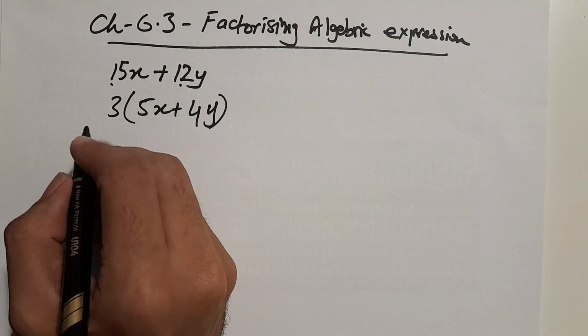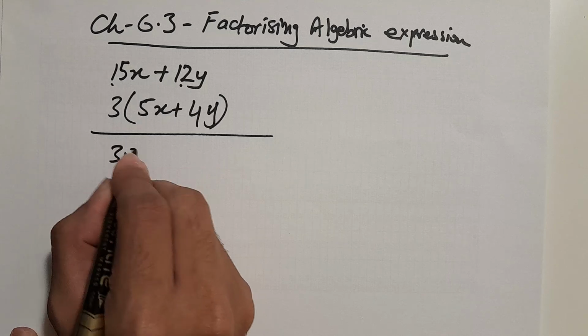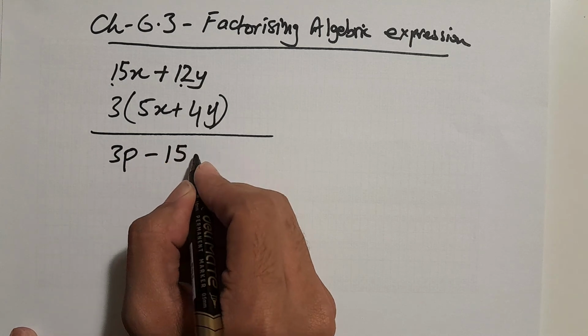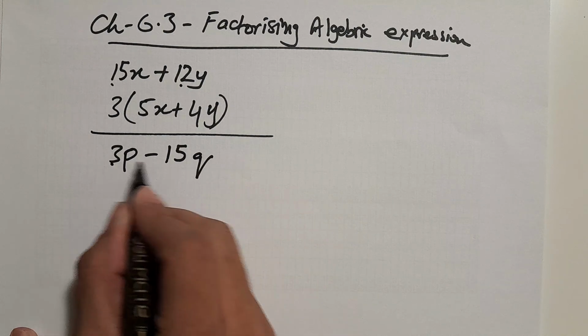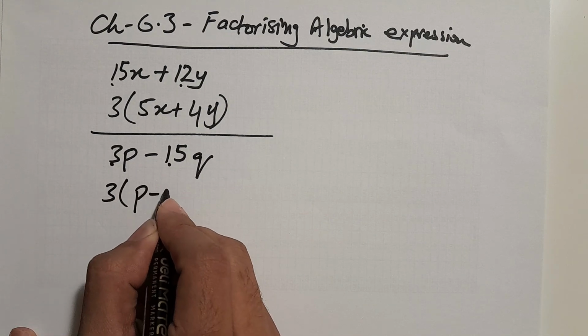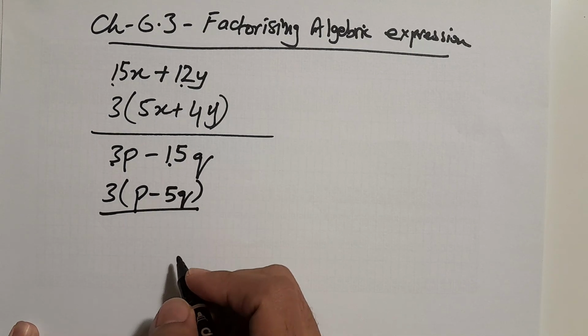Then another example is if we have 3p minus 15q. So 3 and 15 are multiples of 3, so we remove 3 and write p minus 5q. So this will be the final answer.